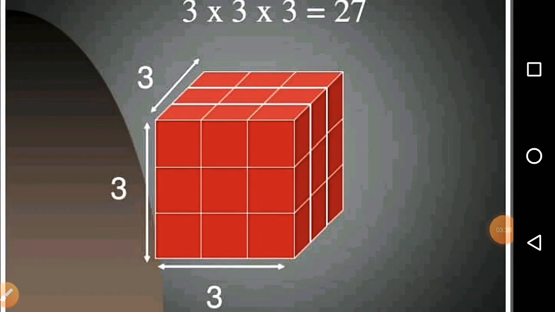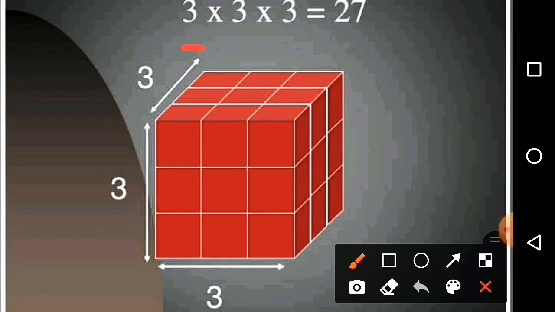Similarly, one more example we can take. This is another cube whose length, breadth and height are all the same, 3, 3 and 3 centimeter. If you multiply 3 three times, what is the answer? 3 into 3 into 3, the answer is 27. What you can observe here is that we multiply the same number 3 times, and the answer that we get, 27, is called the cube number, because we got 27 after multiplying the same number 3 times. So if you multiply the same number 3 times, the answer you get is called a cube number. So 27 is a perfect cube number.